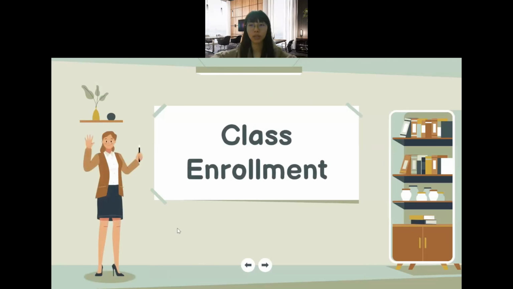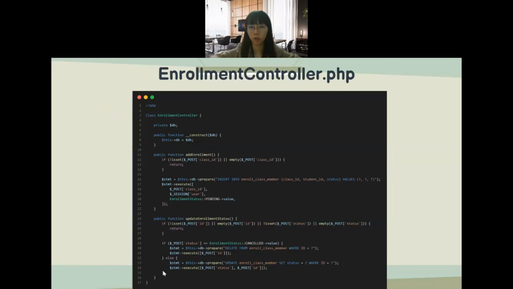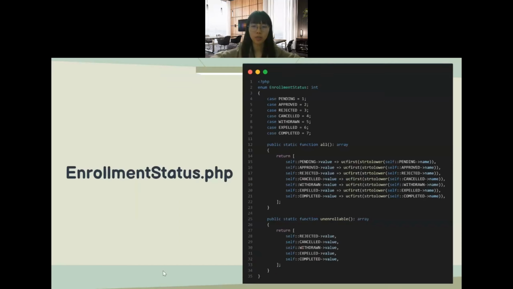The next feature in this system is the class enrollment. The class enrollment feature allows students to apply for their desired classes and teachers to manage these applications. This feature consists of two main parts, the student interface and also the teacher interface. First, we will have an enrollment controller. This controller handles the logic for adding new enrollments and updating the status of existing enrollments.